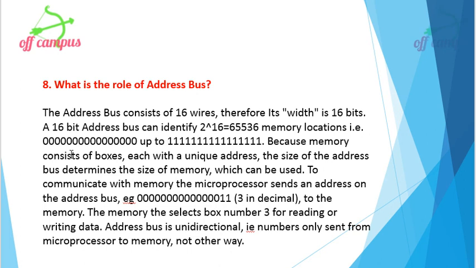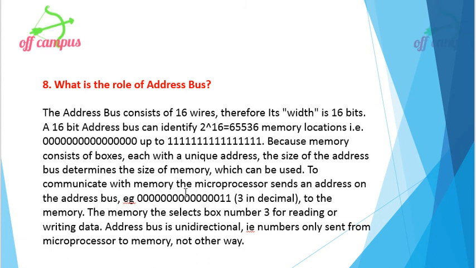Okay, 16 zeros and 16 ones, because memory consists of boxes, each with a unique address. The size of the address bus determines the size of the memory. If the address bus is 16 bit, it means it has 2 power 16 memory locations. So the size of the address bus determines the size of the memory which can be used.